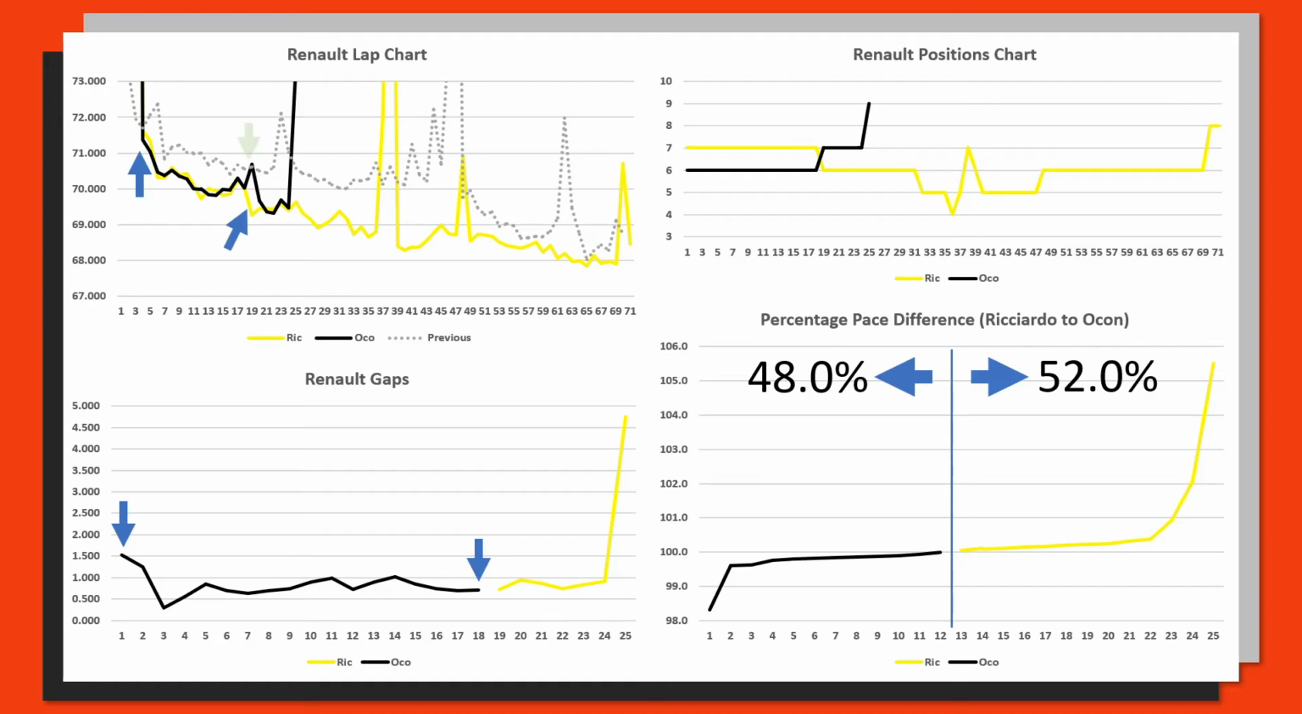There is, however, just here in the green arrow, a small mistake by Esteban Ocon, which ultimately leads to a positional change, which is shown here in the gap chart from where Esteban Ocon was leading to where Daniel Ricciardo ended up leading, which again is shown here in the crossover on their positions chart. This was not due to a pit stop, this was an on-track overtake. Then between these two darker green lines, we have the two Renaults running basically the same pace once again.